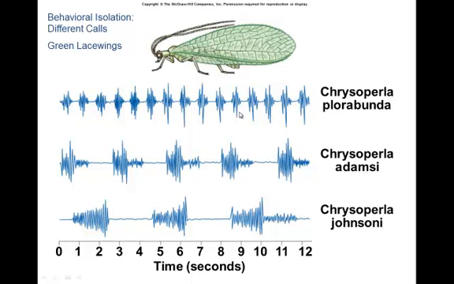And these lines represent sonograms. And so these are bursts of sound, and you can see that they have different frequencies and different amplitudes. And so they actually have different calls. And that also can be a reproductive isolating mechanism.